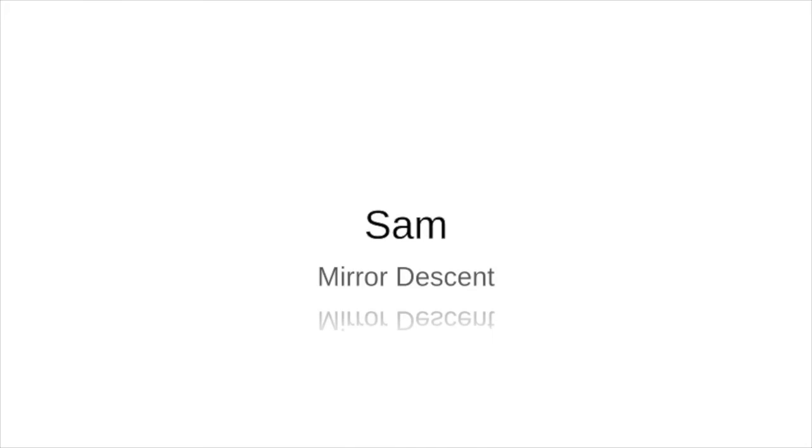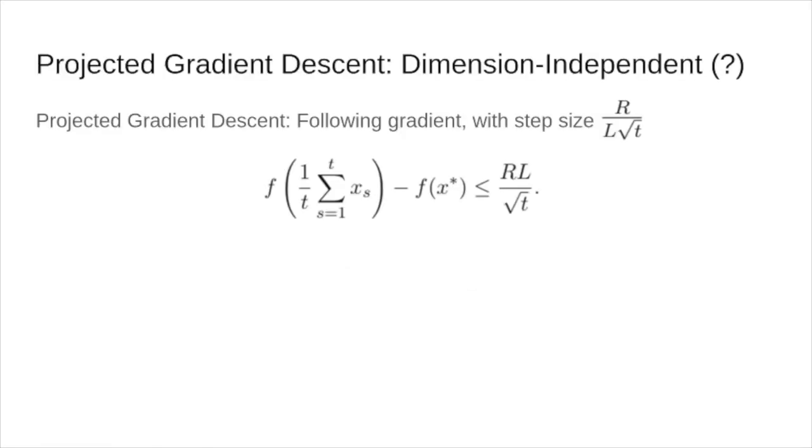Hey everybody, this is Sam. I'm going to be going over mirror descent, try to give you some intuition for it. This was chapter 4 of the monograph that we were reviewing. So mirror descent is a generalization of gradient descent.